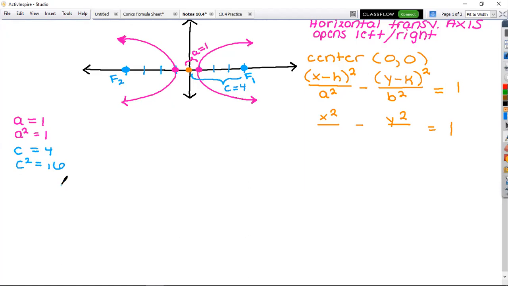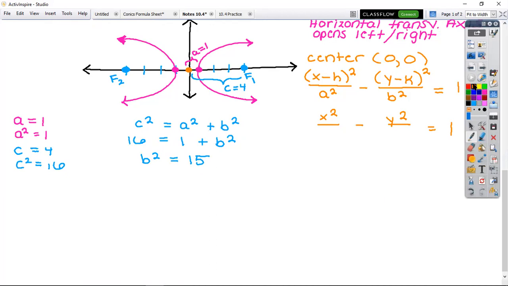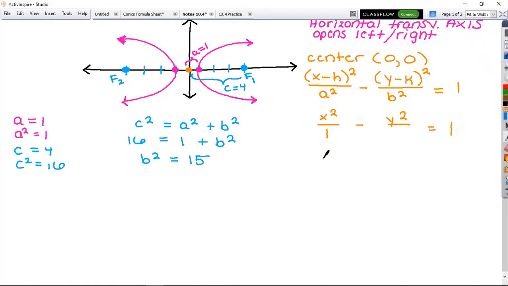So to find b, you're going to pull the formula from your chart. So c squared is equal to a squared plus b squared instead. All right, so c squared, I'm going to sub in 16. A squared, I'm going to sub in 1. B squared is unknown. You don't need to show any of that. So b squared is equal to 15. And now you can plug in. So your answer is going to be x squared over 1, and then y squared over 15 equal to 1.